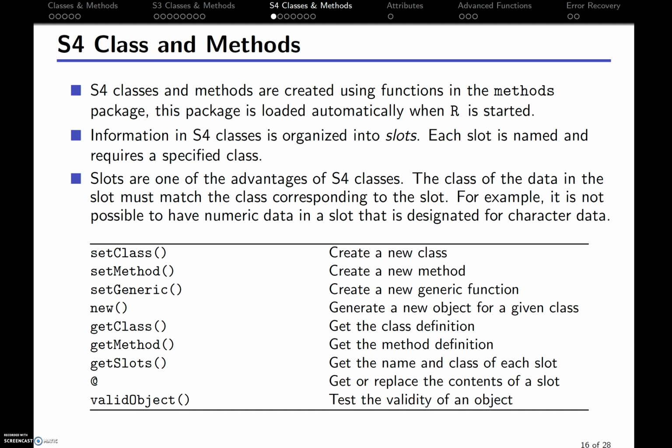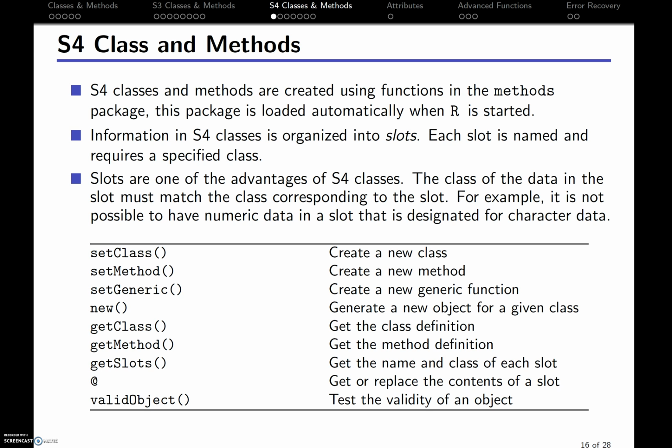S4 classes and methods are created using functions in the methods package. So this is requiring use of a specific package. It's thankfully already loaded as soon as you install base R, so you all have access without installing that methods package right now. The structure of S4 classes is a little bit different. It's organized into slots, and each slot is named and requires a specific individual class. So this allows for a lot more care taken to the structure of the object that has a particular class or method associated with it. This is the main advantage of S4 classes.